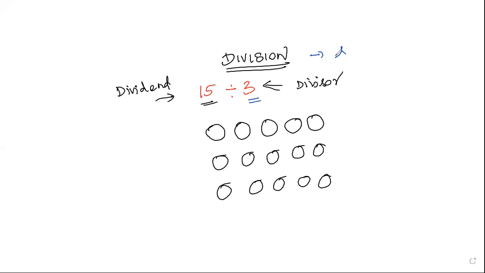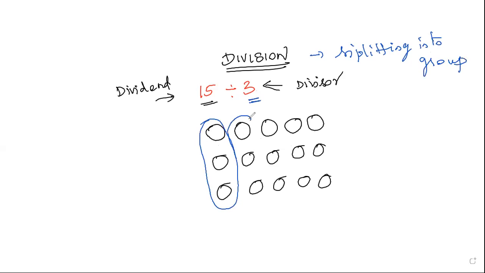Division means splitting into groups. Division is grouping or splitting. So each group will have an equal number of elements. Each group should contain an equal number of objects. So 15 divided by 3 means splitting this 15 by 3. Each group will definitely have 3. I am dividing 15 into equal groups of 3.